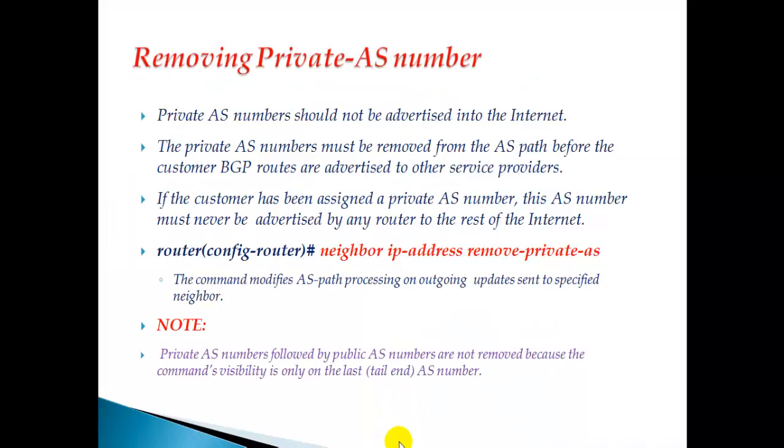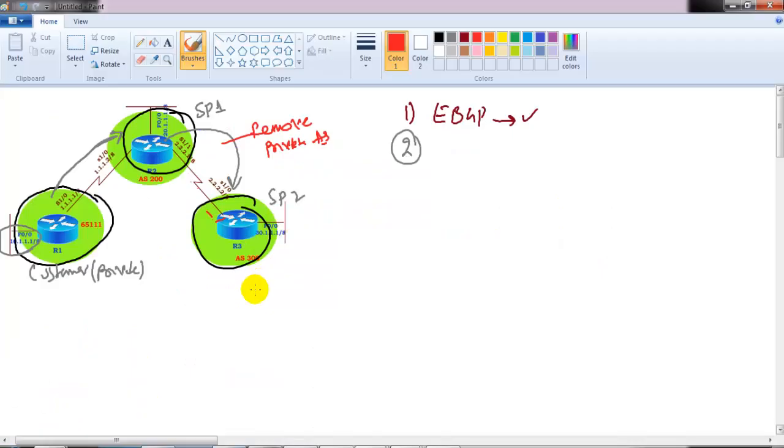Now there is one more thing we need to understand here. The command which we just configured modifies the AS path processing on the outgoing updates sent to a specific neighbor. But there is one more thing to keep in mind. When you are doing that, the private AS number will be removed only if it is not followed by a public AS number. Let's take an example. In my scenario, the diagram which I'm using has 3 routers.